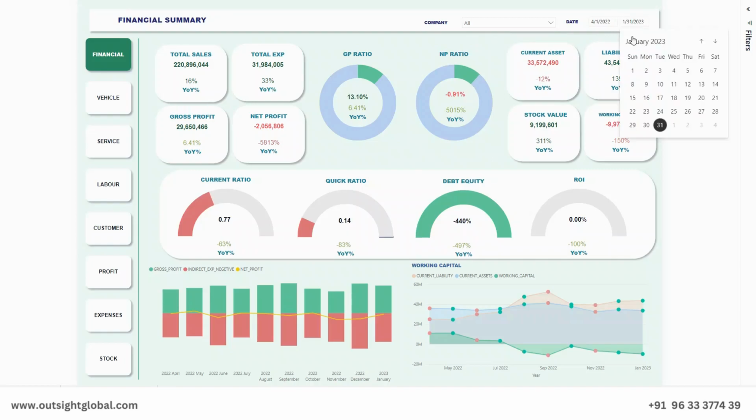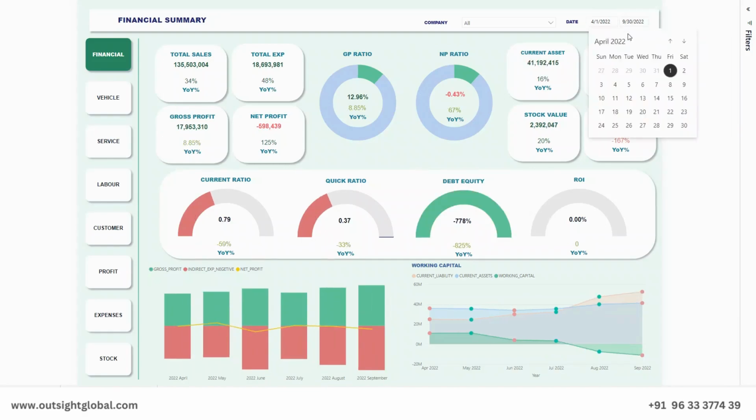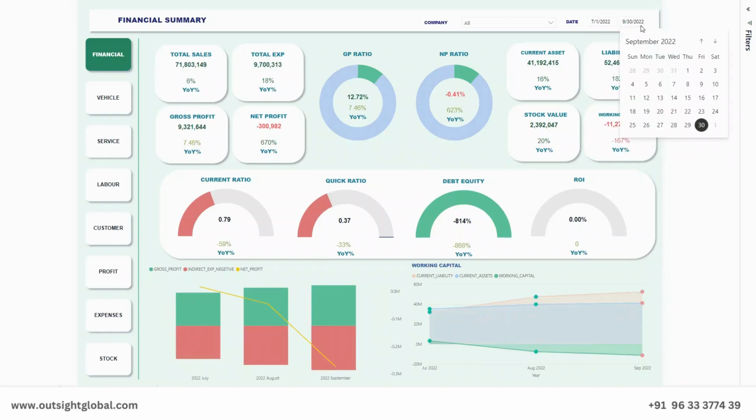This financial dashboard we can change to any period. If you want November, the figures will change. If you want September, the figures change. And if you want to analyze only one quarter, you can change it like that. If you want to analyze the second quarter, you can analyze that also. If you want to analyze a different period, you can change it.